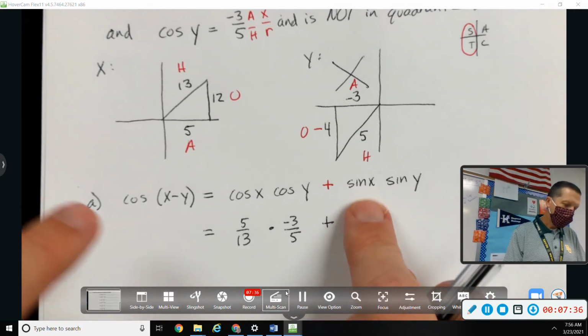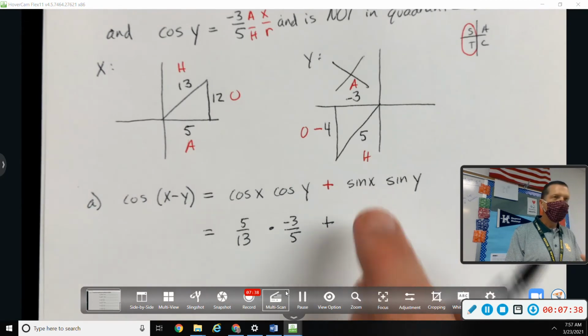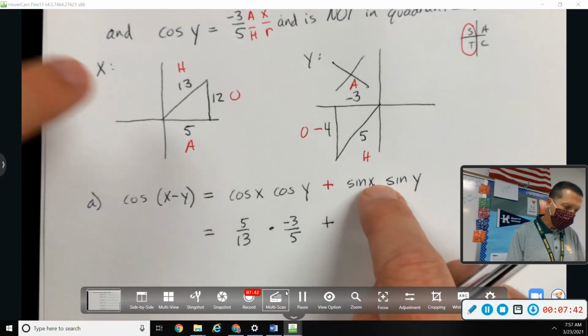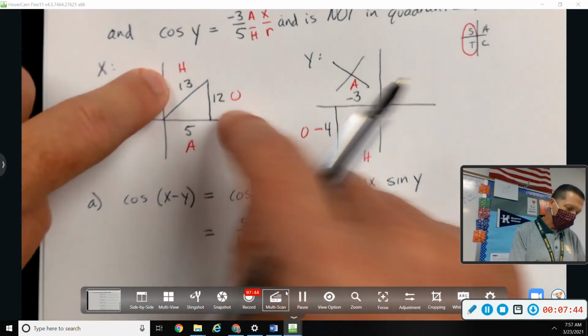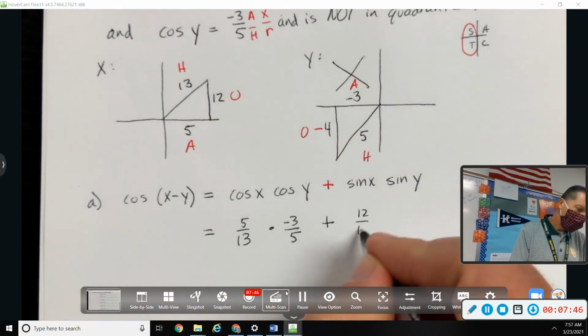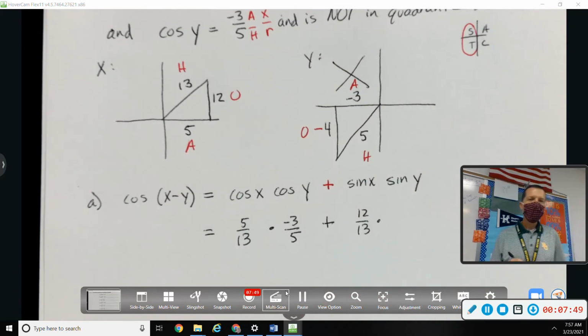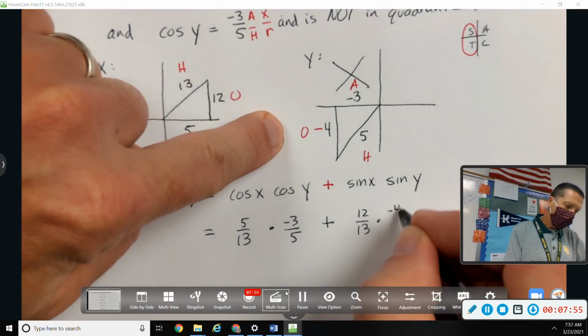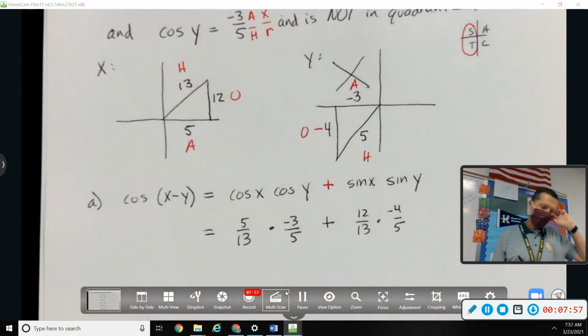Sine of x, so this is really just being careful to look at the right picture, look at the right sides. So x is this picture. Sine is opposite over hypotenuse, 12/13. And then sine of y, so I look at the y picture, and sine is equal to -4/5.